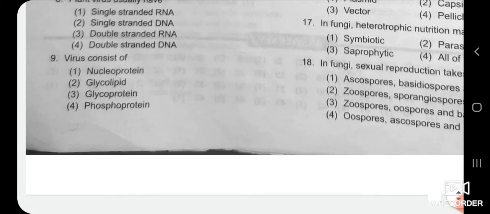Next, virus consists of: nucleoprotein, glycolipid, glycoprotein, phosphoprotein. Now, we have seen that in the structure of the virus, the virus is made up of the nucleic acid and the protein coat called the capsid. So together it is called a nucleoprotein. So glycolipid, glycoprotein, phosphoprotein are the incorrect answers. The correct answer is that viruses are made up of nucleoprotein.